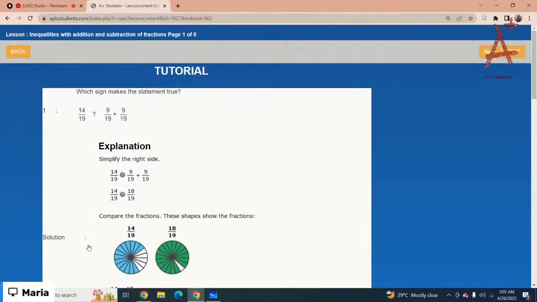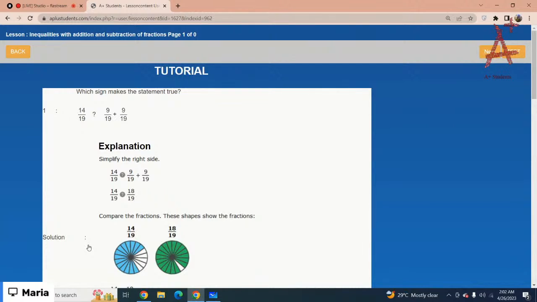Which sign makes the statement true? You need to see which sign makes the statement true. First we are going to add the right hand side of the question, and then you can compare them. Here you have 14 over 19 and 9 over 19 plus 9 over 19. On the right hand side, they have the same denominator, so you just need to add their numerators. 9 plus 9 is 18, so it would be 18 over 19.